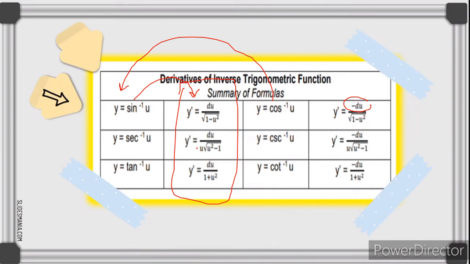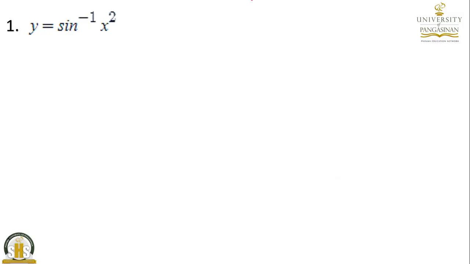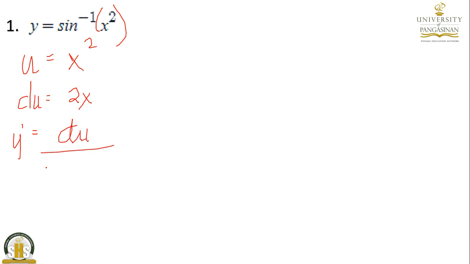Okay, so we're going to apply the formulas here in number 1. So same lang po yan doon sa ginawa natin dati. Anong pinagkaiba nila? Yung formula lang po. So, ngayon, yung inverse. Yung u natin is equivalent to x squared. Yung du natin is equivalent to 2x. And we're going to use the derivative of inverse sine, y prime is equivalent to du all over square root of 1 minus u squared. So, napakasimple lang yung kanyang sagot. Just simply substitute the data.